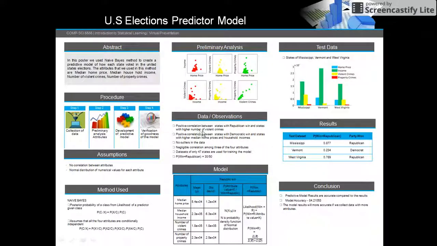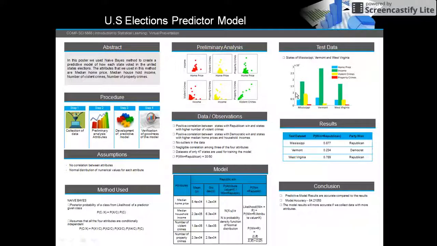The observations are that there is a positive correlation between states with a Republican win and states with a higher number of violent crimes. And there is a positive correlation between Democratic wins and states with higher median home price and household income. Also, 47 states are used for training the model and the remaining 3 states are used for testing the model.